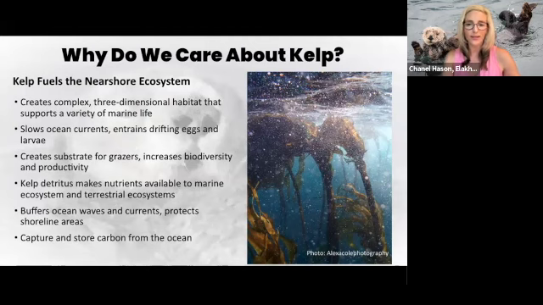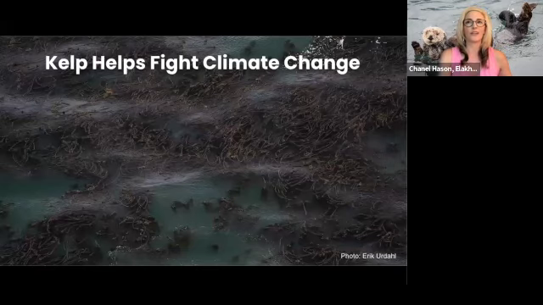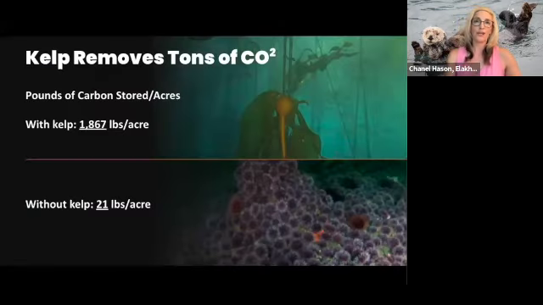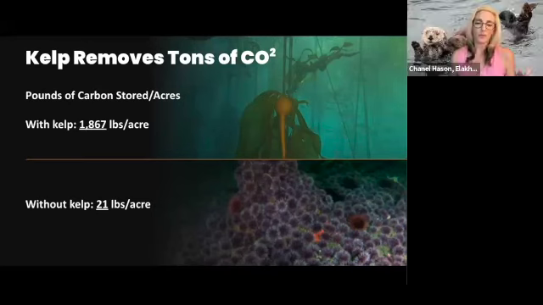And also it helps us with climate change. So it helps fight climate change. And how does it do that? So it removes carbon dioxide out of the atmosphere. So a kelp forest, when it's present, can sequester almost 1,900 pounds per acre of CO2 out of the atmosphere. And basically an urchin barren without kelp, it's only 21 pounds per acre. So actually the kelp forest can sequester about 20 times more carbon per acre than land forests. So take that, land forests.